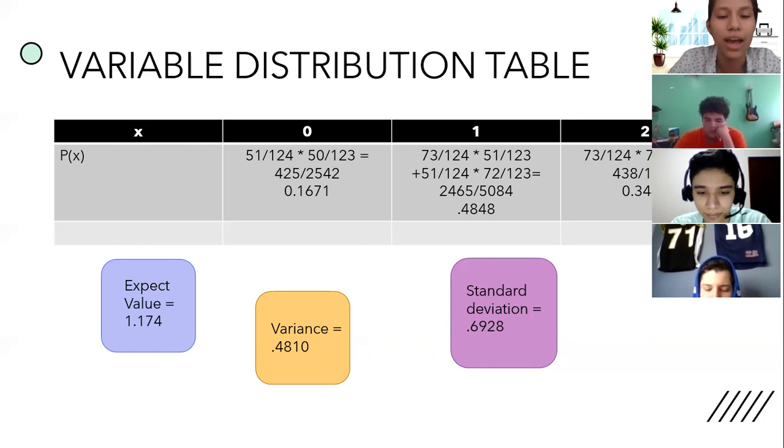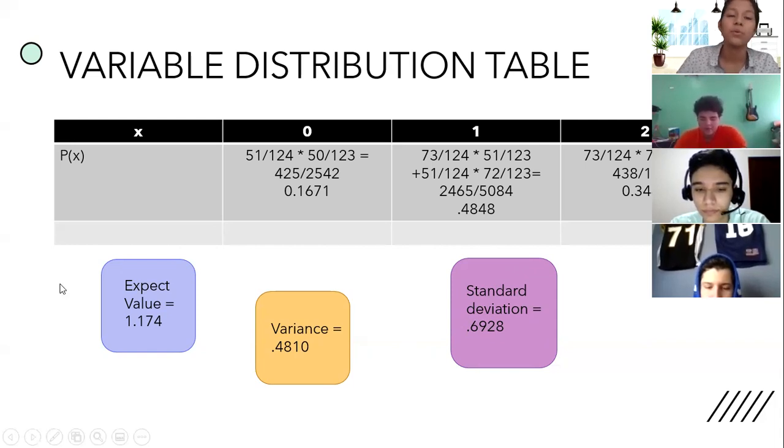As for the second draw, which is what the problem tells us, and knowing it is not returned, we subtract 1 from C1 because it is no longer in the sample space. We multiply this by 50 out of 123. That gives 425 out of 2,542.